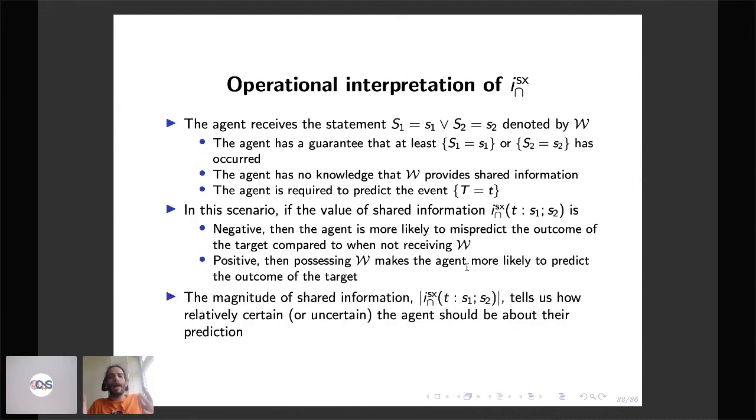And then finally, the magnitude, how large or small it is in bits, tells us how relatively certain or uncertain the agent should be about the outcome. It's just about the relative certainty. So we have a certainty of how likely it is to rain compared to how likely it is not to rain, right? If you are in the desert, we know that the chance of it raining is very low. So it's really just a relative certainty of whether this would happen or not. This is what the magnitude tells us.